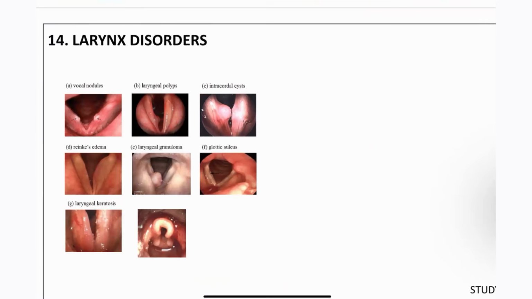Okay, next, larynx disorders. In the larynx disorders, guys, here you can see some of the important types: vocal nodules, vocal polyps, intracordal cyst, Reinke's edema, laryngeal carcinoma, and also glottic sulcus, laryngeal keratosis, and laryngomalacia. These are the things we have seen here. We are going to see them one by one. What are the important factors that you have to understand?